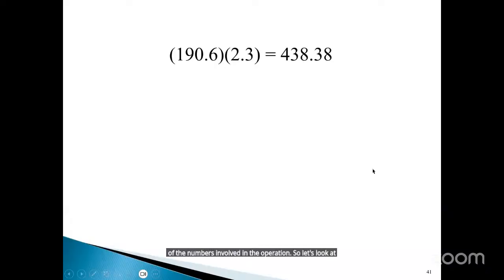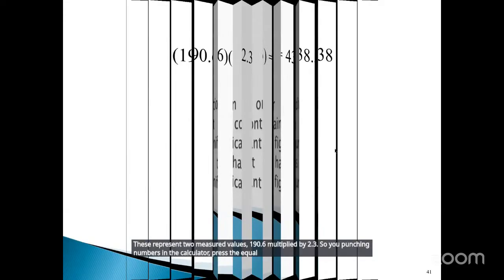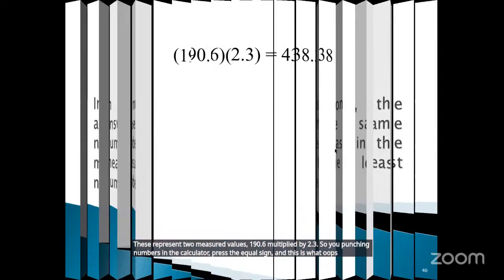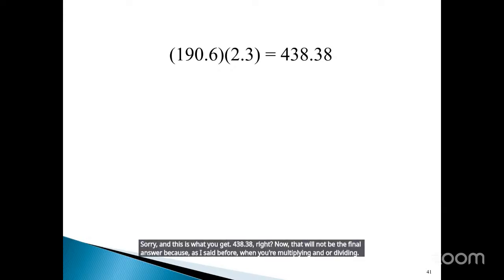Let's say these represent two measured values, 190.6 multiplied by 2.3. You punch the numbers into the calculator, press the equal sign, and this is what you get, 438.38, right? Now that will not be the final answer because, as I said before, when you're multiplying and/or dividing, you have to round your answer off to the lowest number of sig figs.